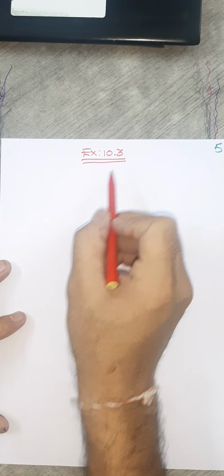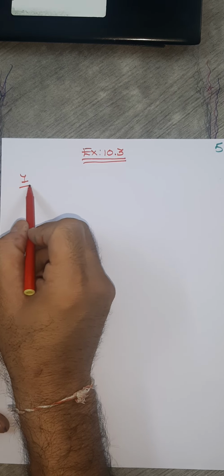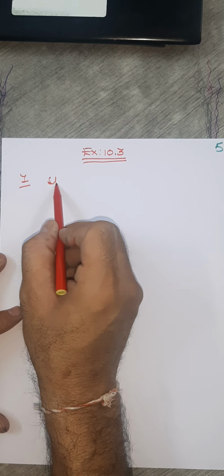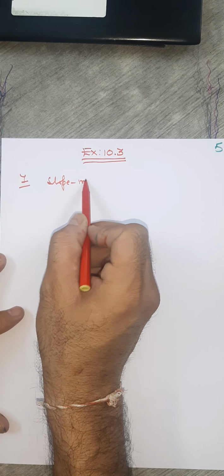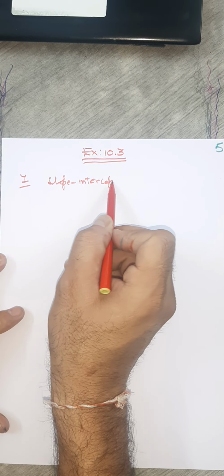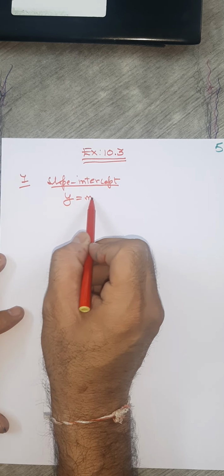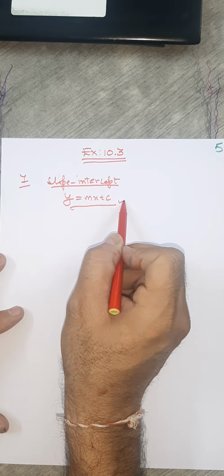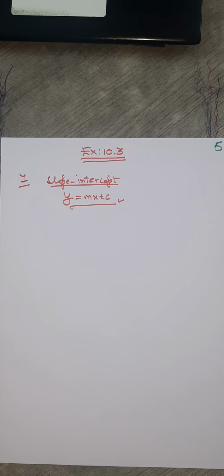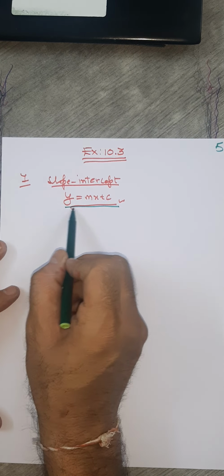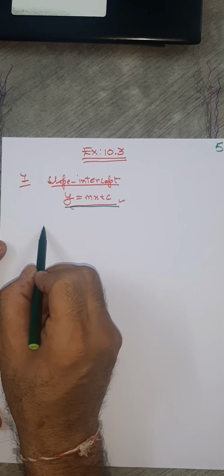So now with this we go to next exercise 10.3. The first question. Reduce the following equations into slope-intercept form. Do you recall which one is the slope-intercept form? Y equals to mx plus c. We have discussed. This is one of the standard forms. And find their slopes and y-intercepts. You need to write in this. In this form, make the y the subject of the expression.